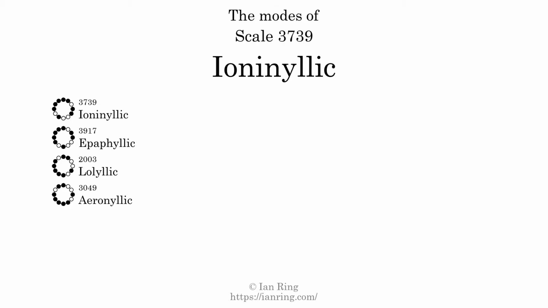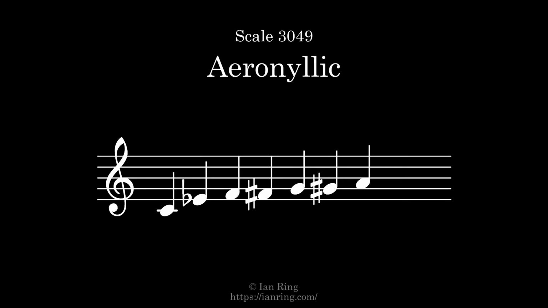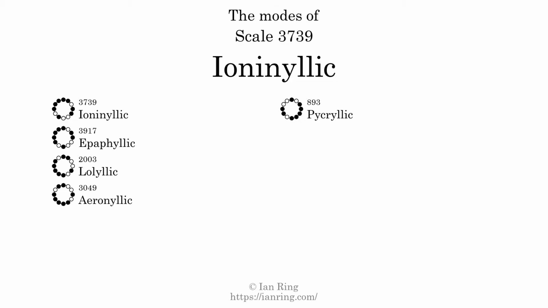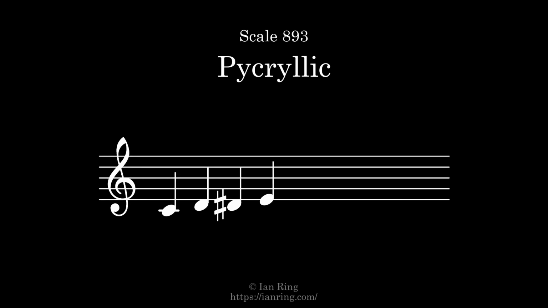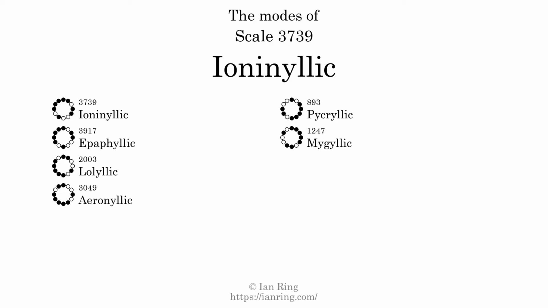The fourth mode is scale 3049, also known as Ioninyllic. It sounds like this. The fifth mode is scale 893, also known as Pycrylic. It sounds like this. The sixth mode is scale 1247, also known as Majorlic. It sounds like this.